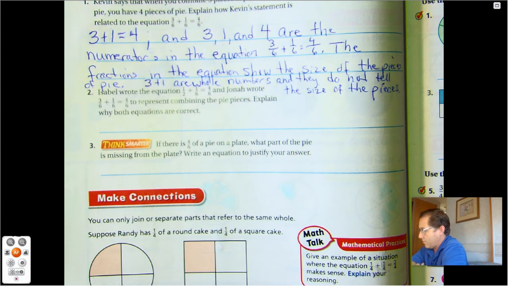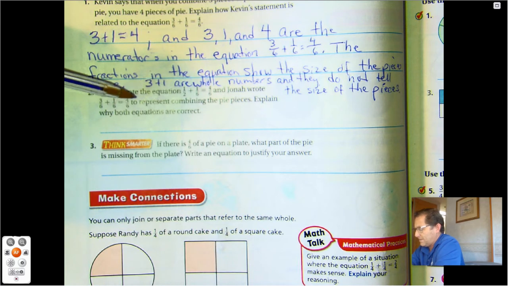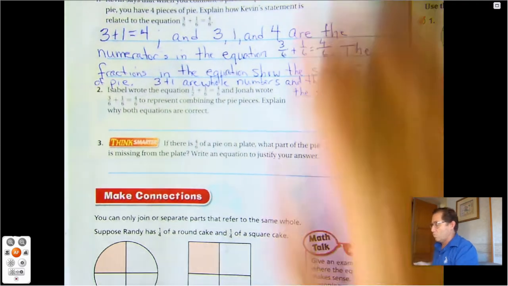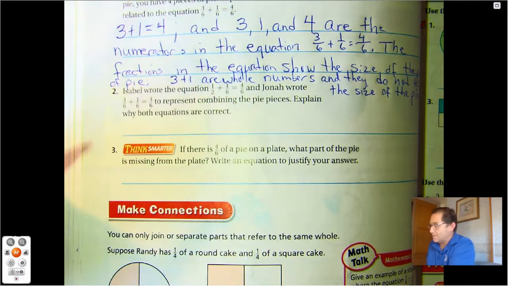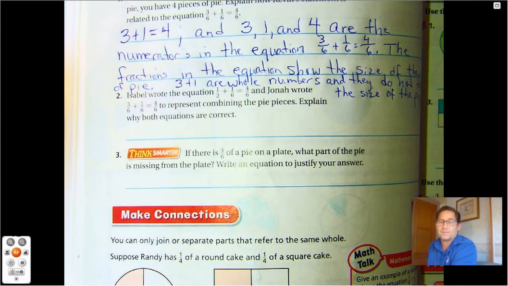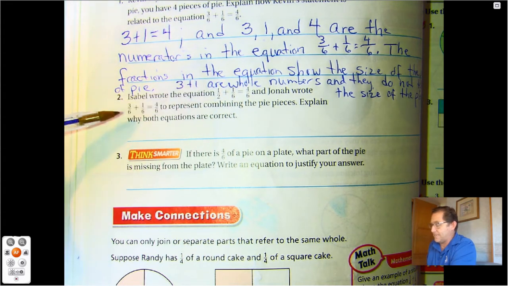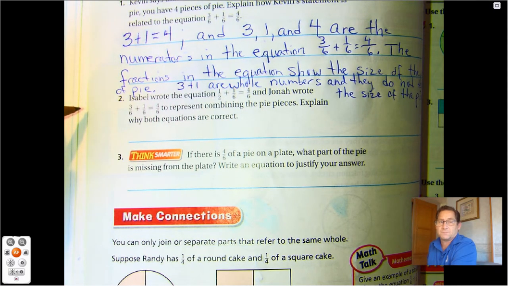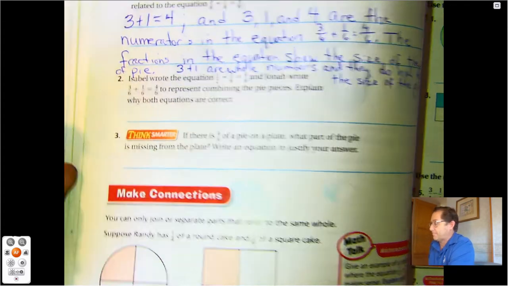Isabel wrote the equation 1/2 plus 1 sixth equals 4 sixths. And Jonah wrote 3 sixths plus 1 sixth equals 4 sixths to represent combining the pie pieces. Explain why both equations are correct. Well, what's another name for 1/2? Or what's another name for 3 sixths? Another name for 3 sixths is 1/2, isn't it? So if 1/2 is the same as 3 sixths, then they are the same equation. Isabel just chose, instead of writing 3 sixths, she wrote 1/2. But they are equivalent.